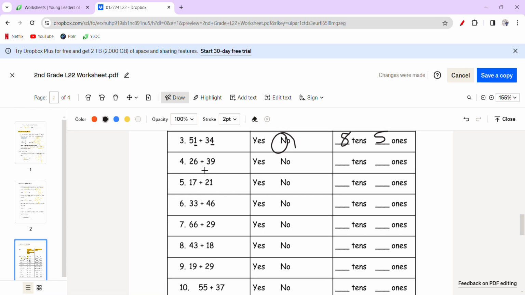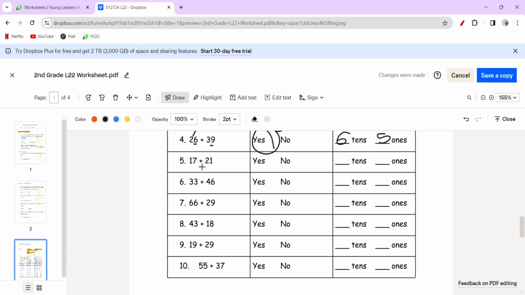26 plus 39. Again, look at the ones place. 6 plus 9 is 15, which exceeds 10, so we would need to regroup. So it would be 6 plus 9, which is 15. You add a 10 here, so 2 plus 1 is 3, 3 plus 3 is 6. 6 tens and 5 ones. 17 plus 21. Okay, we look at the ones place. 1 plus 7 is 8. That does not exceed 10, so it is no. You don't need to regroup. So from here, 7 plus 1 is 8, and 1 plus 2 is 3.